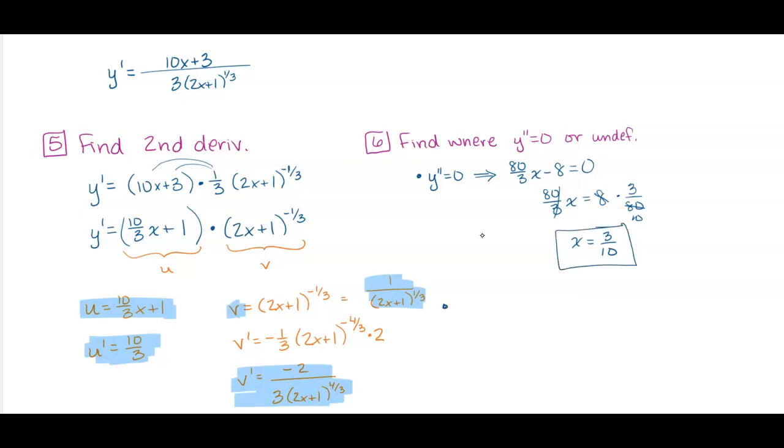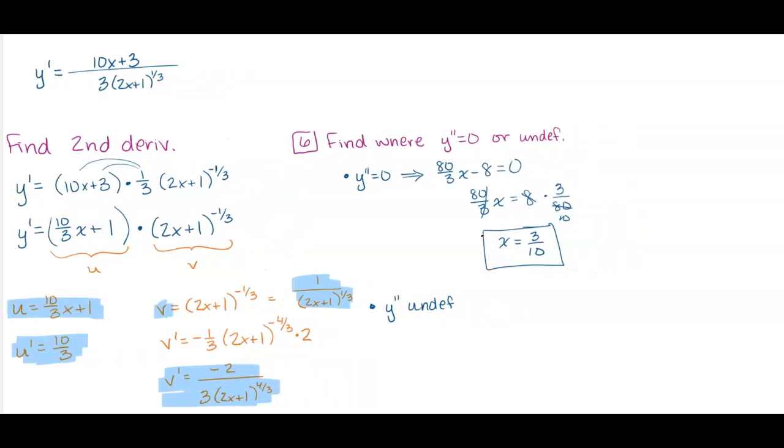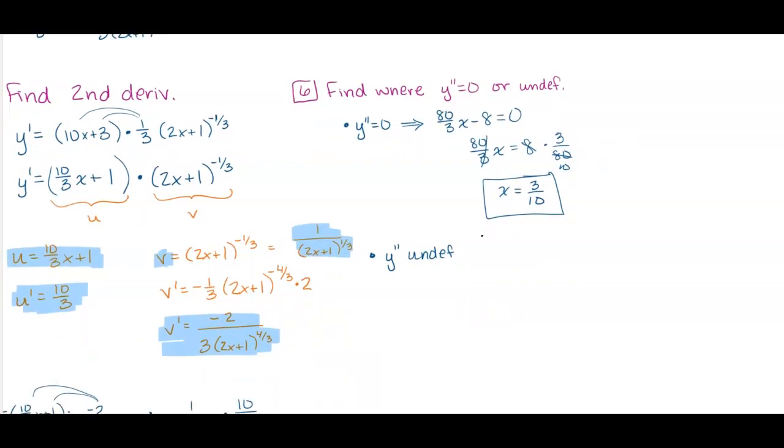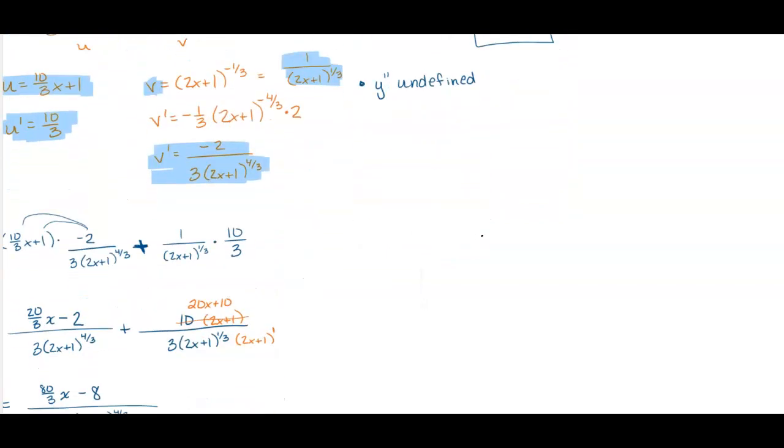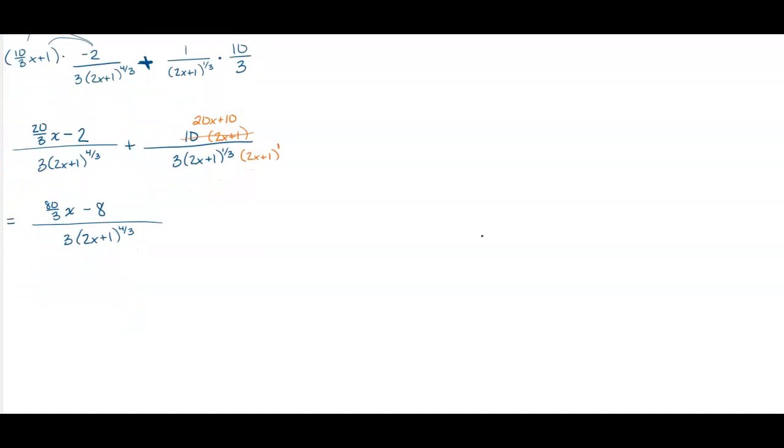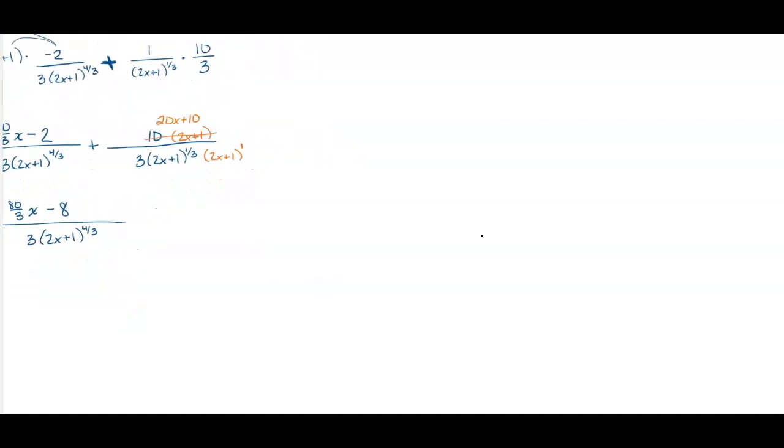My other critical point happens when the second derivative, not critical points. Those are not critical points. Forget I said those. We are just finding the points where the second derivative is 0 or undefined. They're not called critical points here when it's the second derivative. So I'm also looking for the place where the second derivative is undefined. So that happens when this denominator is equal to 0.